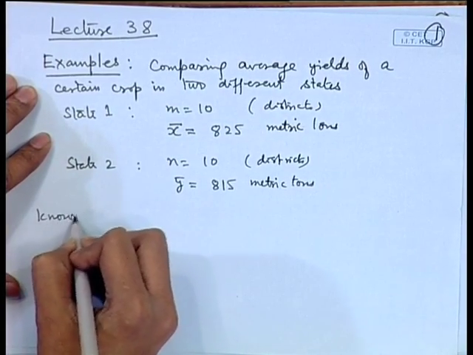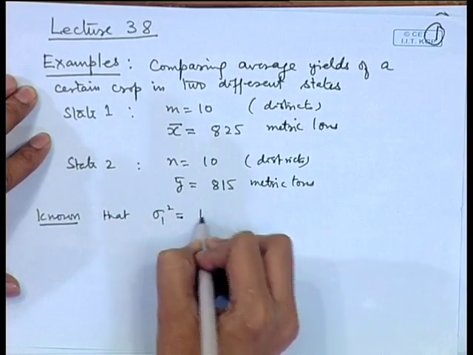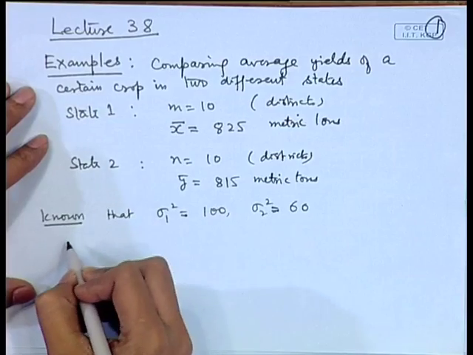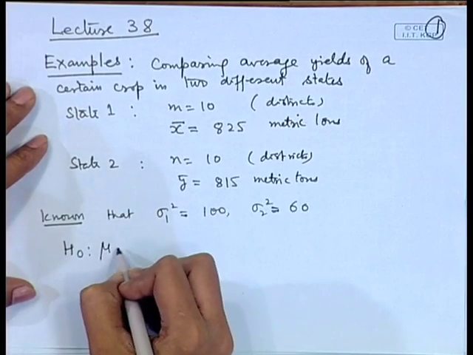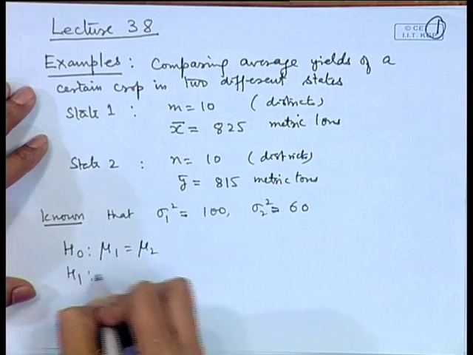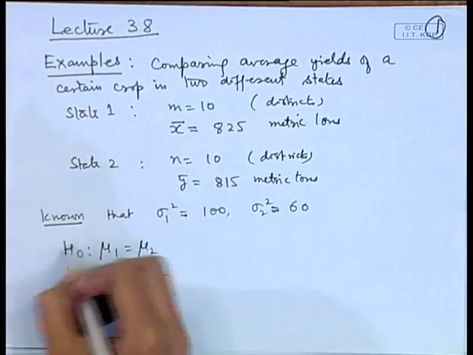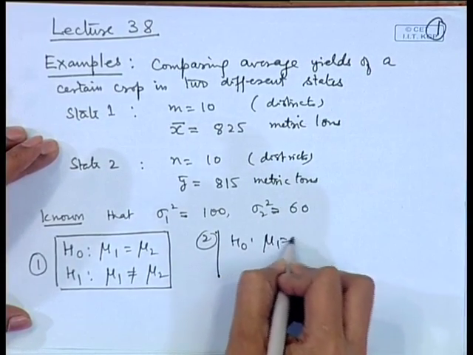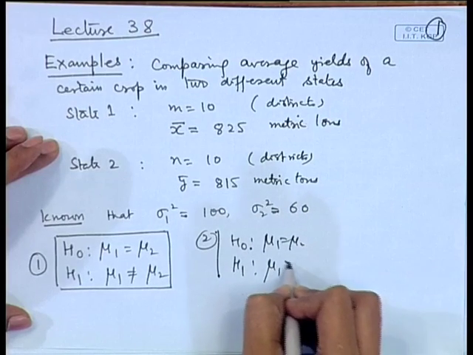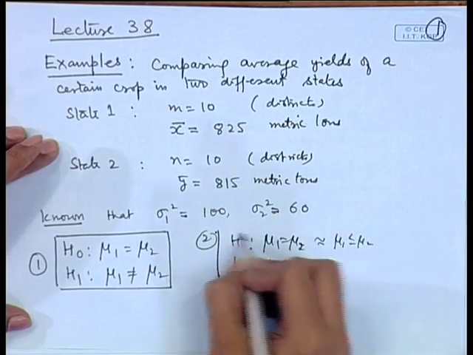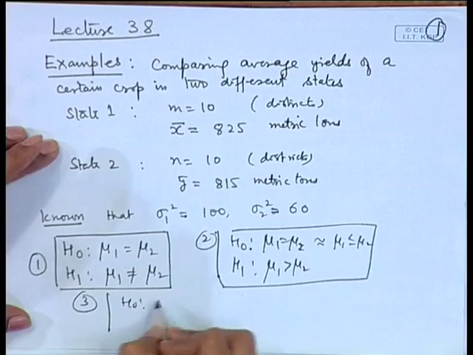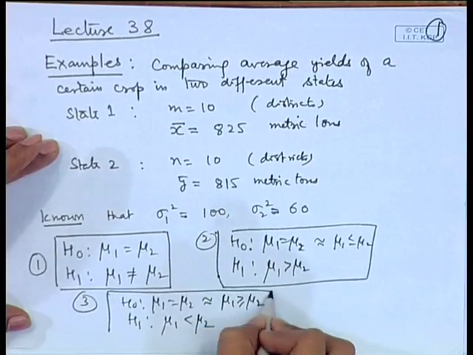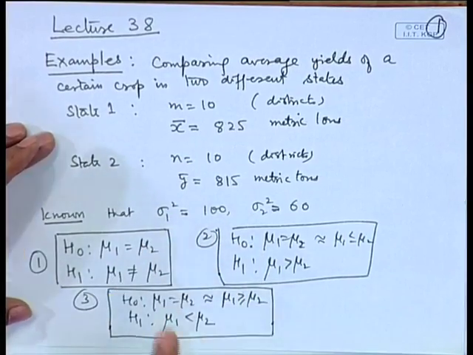It is known that sigma 1 square is equal to 100 and sigma 2 square is equal to 60. This data is known to us. So, we want to test whether mu 1 is equal to mu 2 against H1, mu 1 is not equal to mu 2. Henceforth I will consider this as hypothesis 1. The second hypothesis is H naught mu 1 is equal to mu 2, equivalent to mu 1 less than or equal to mu 2, against H1 mu 1 greater than mu 2. And the third one is H naught mu 1 is equal to mu 2, equivalent to mu 1 greater than or equal to mu 2, against H1 mu 1 less than mu 2. I will refer to these as hypothesis problems 1, 2 and 3.